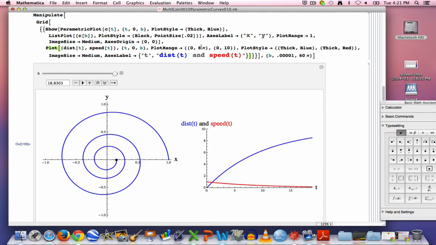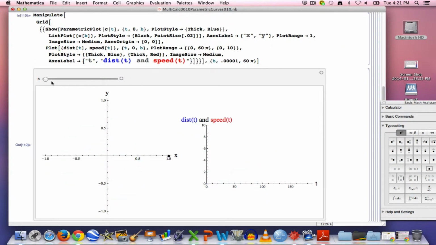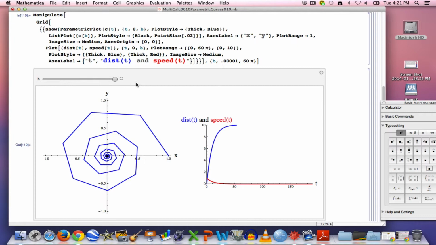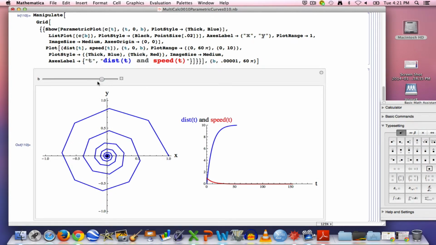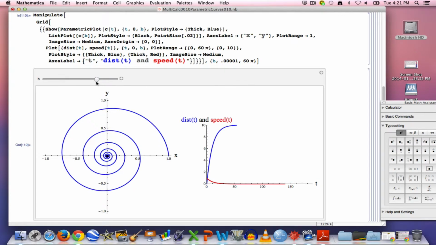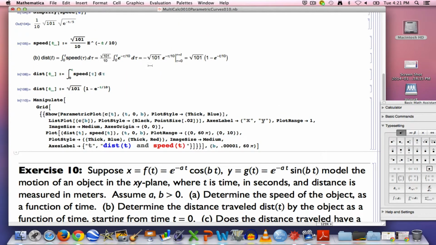I'll go out to 60 pi instead of 6 pi. Let's see, okay, that motion's having more difficulty with it. It looks like it probably does have a horizontal asymptote at t equals 10 perhaps. Can we tell that from the formula? Yes, you should be able to. The answer to part C is yes.